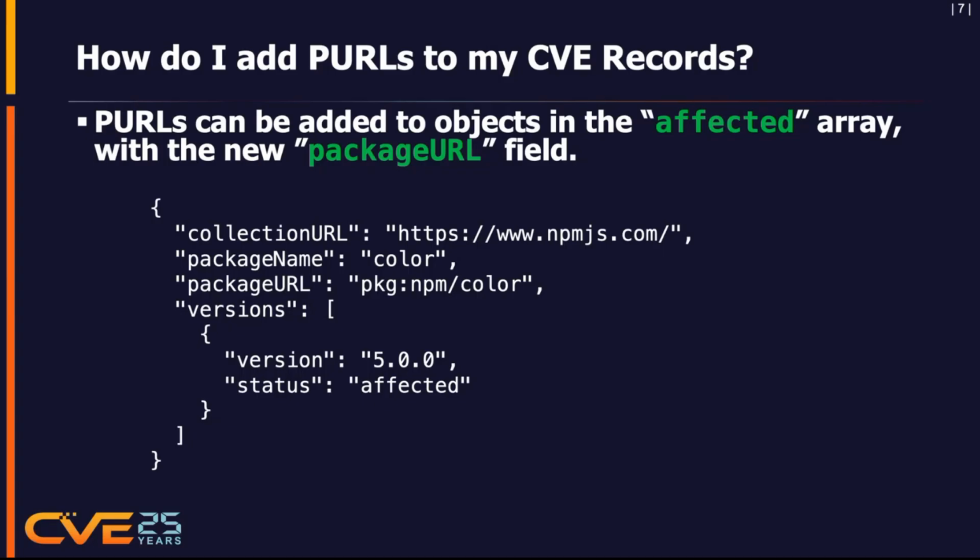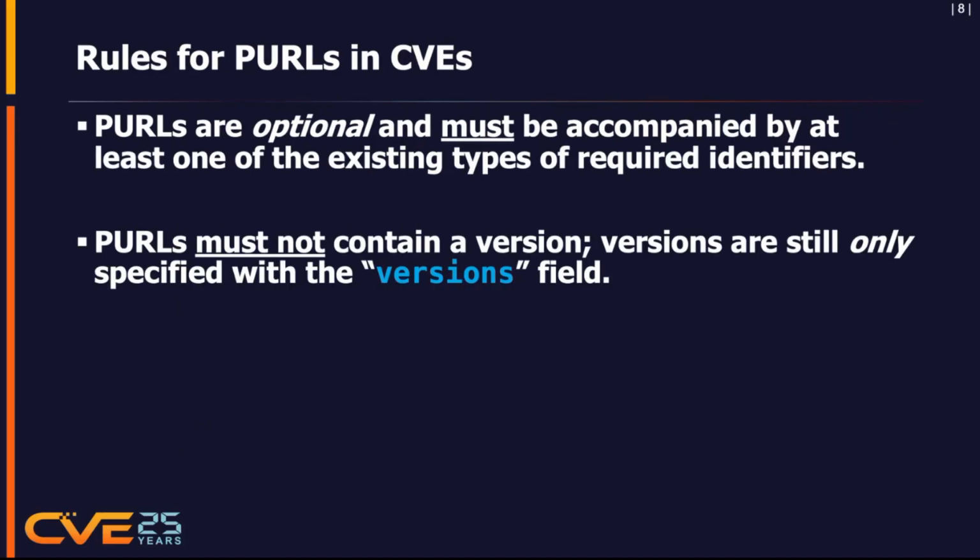One thing to note is that because the package URL field is optional, in order to meet the minimum requirements for this object, you still need to provide a collection URL and package name. The way the constraints work on that type are basically that you have to either have a collection URL and package name or a vendor and product. You can have both, but at least one of those pairs is still minimally required. You can't have an object which only has a package URL. That would be rejected. So as it says here, purls are optional and they must be accompanied by at least one of the existing types of required identifiers.